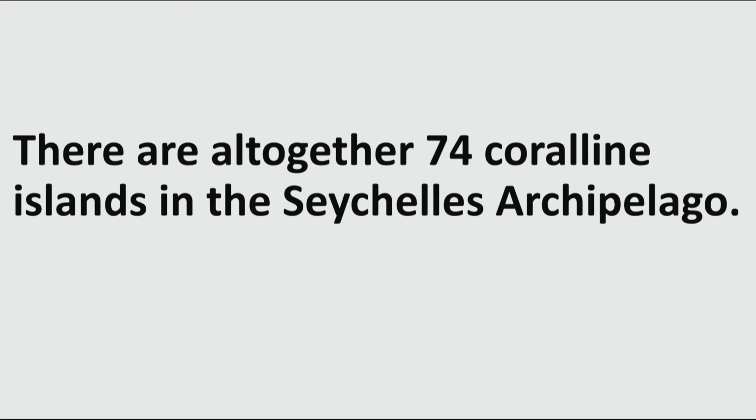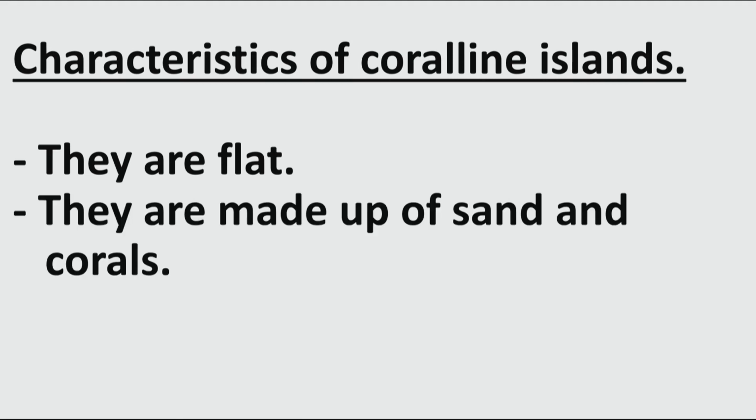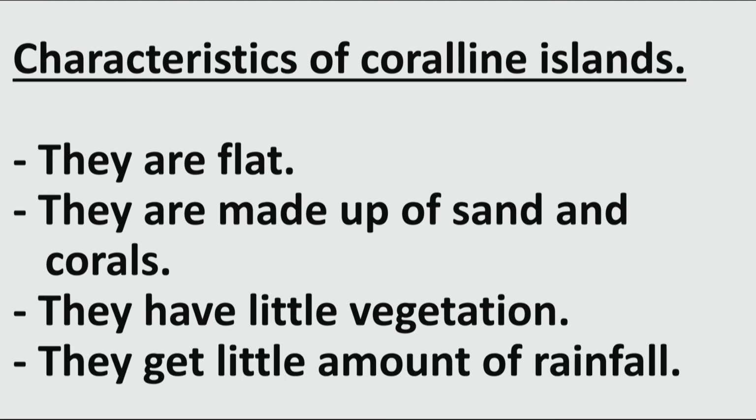So let's look at some characteristics of the Coralline islands. Definitely, like we've seen previously, they are flat. They are made up of sand and corals. They have little vegetation compared to the granitic islands. And they also get a little amount of rainfall during the year.